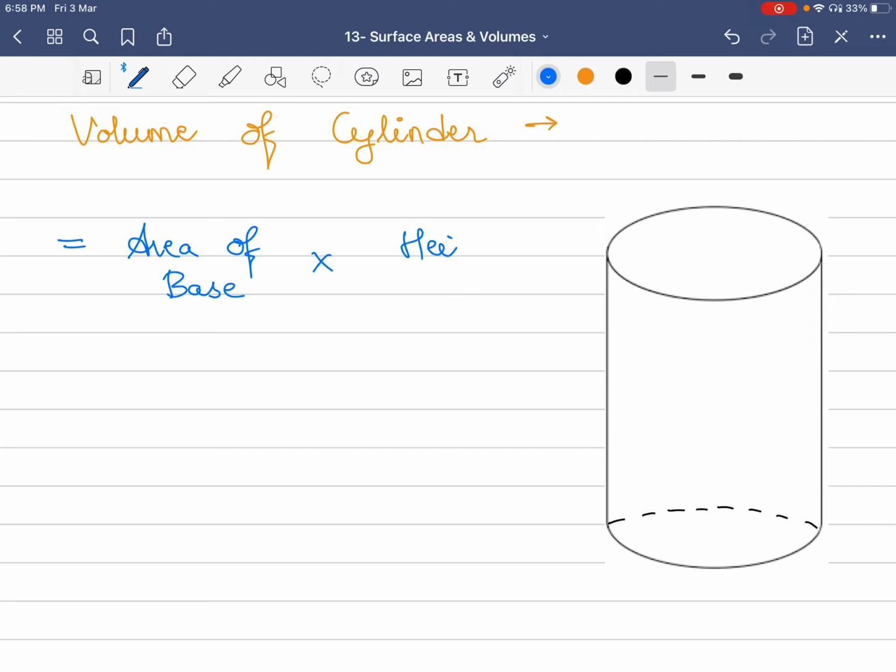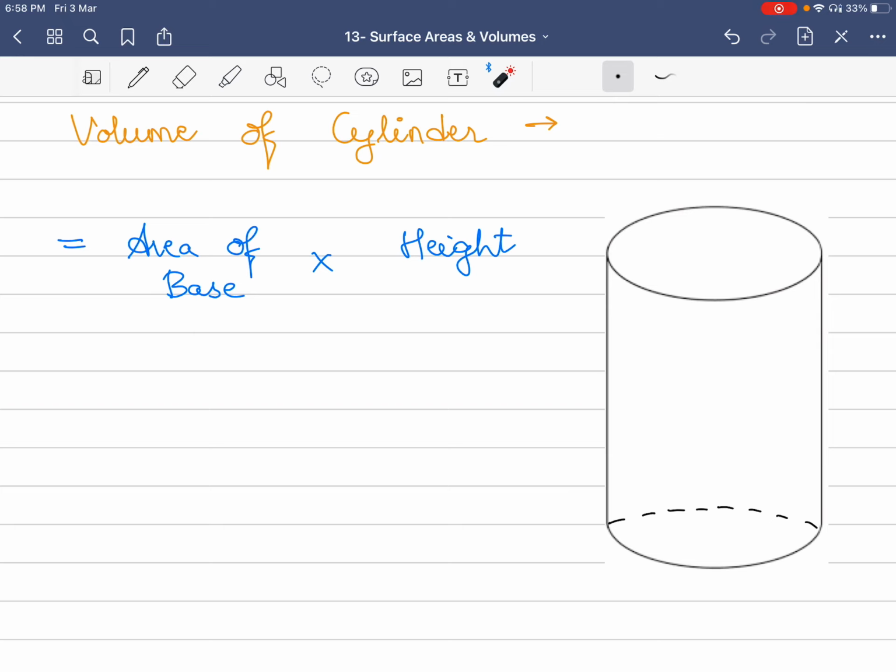In fact, this is the formula to calculate the volume of any three-dimensional solid figure. You take the area of the base. It would be rectangular in case of a cuboid, square in case of a cube, and circular in case of a cylinder. So whatever will be the shape of the base, you take its area and then you multiply by the height, and that will give us the whole volume of any object.